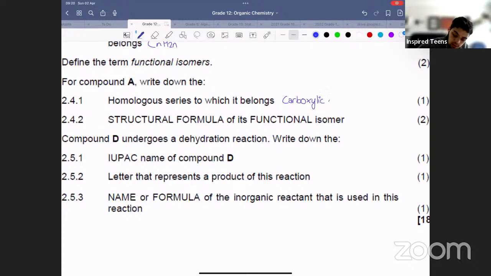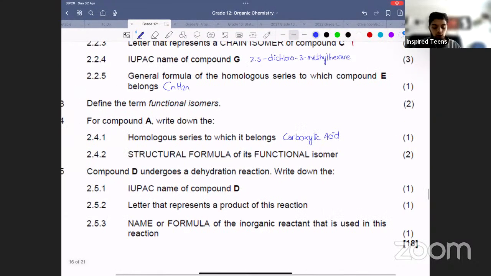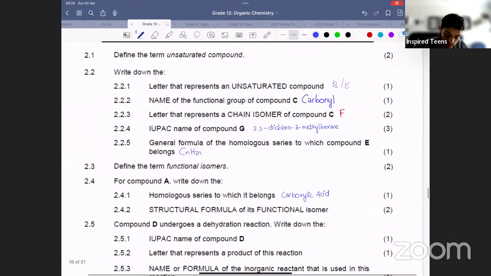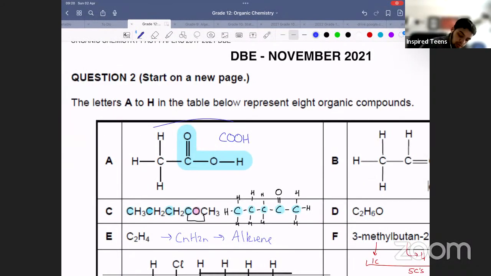Okay, let's look at 2.4.2, the structural formula of its functional isomer. I want you guys to give this a go. I'm going to give you guys like a minute or so. The structural formula, basically, the structure, this is a structural formula, right? Remember, we went through the different types of formulas of its functional isomer.